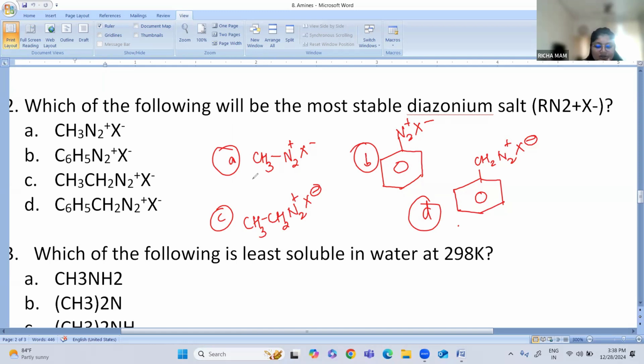It is your B, right? Benzene diazonium chloride. Why? Because it is resonance stabilized. So out of these four, the most stable diazonium salt is benzene diazonium chloride, because it is resonance stabilized. So option B.